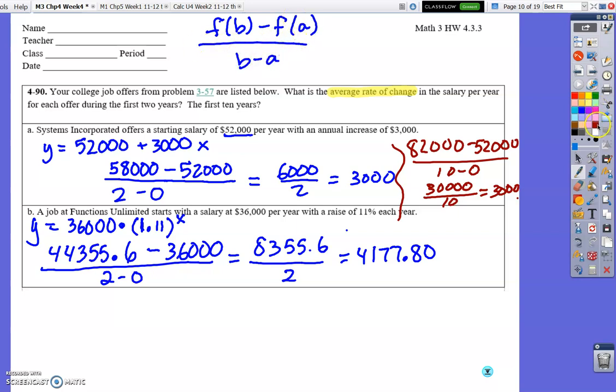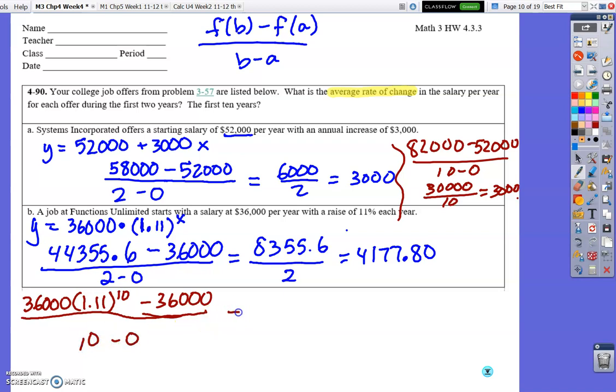You're going to go ahead and plug in 36,1.11 to the 10th power minus 3,600 all over 10 minus 0. And so then your computer will show that the rate of change on this one was 3,000 both times. On the second one, it's going to change.